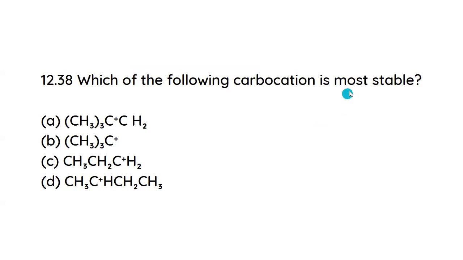Next one, which of the following carbocations is more stable? So, carbocations and stability. If a carbocation is a primary carbocation, it is going to be less stable than the secondary. So the order of stability is tertiary is more stable than secondary, which is more stable than primary.